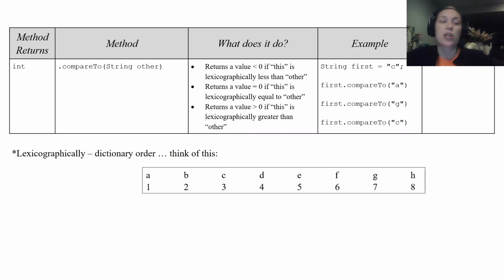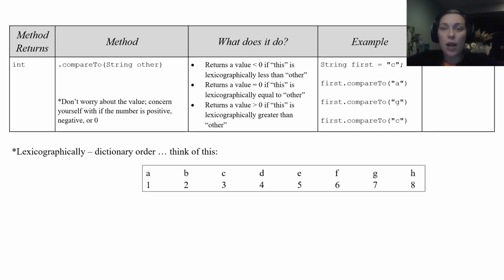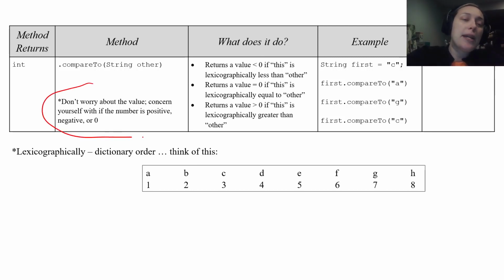When we talk about lexicographically, we mean dictionary order, okay? And the best way to think of dictionary order is to think of like this little table here. So if I say a to be a 1, lowercase b to be a 2, c to be a 3, etc., okay? So think of that as dictionary order with a at number 1, okay? Let's compare letters. And when we're comparing letters, this is for the AP exam.